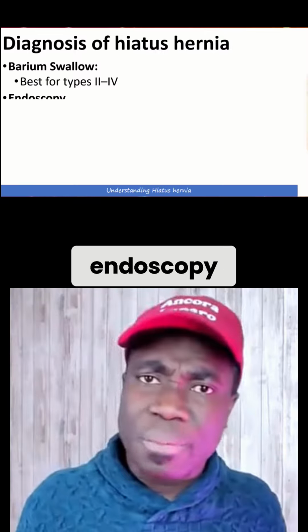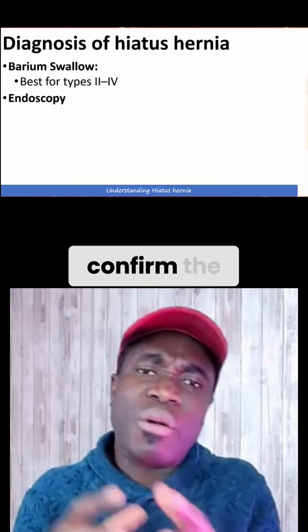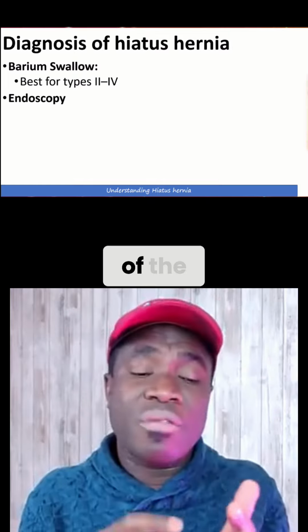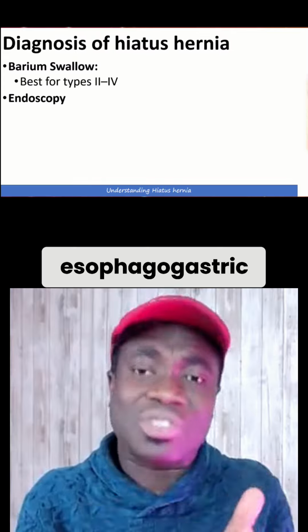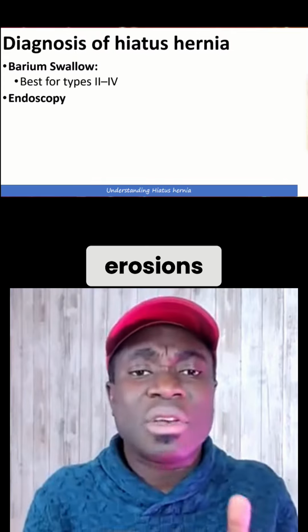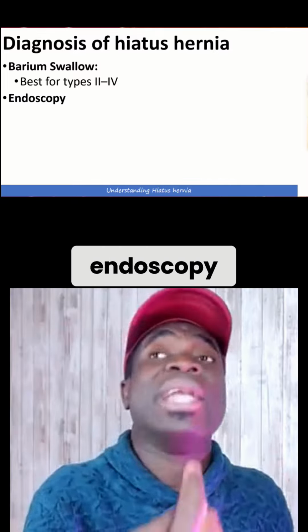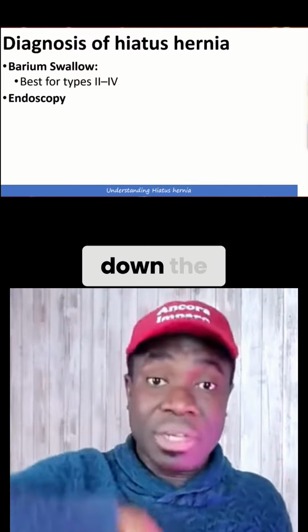What about endoscopy? Endoscopy is another test which can be done. Endoscopy helps to confirm the location of the esophagogastric junction, and it also helps us to rule out complications like erosions or ulcers, because don't forget that with endoscopy, it's like actually putting a camera down the throat.